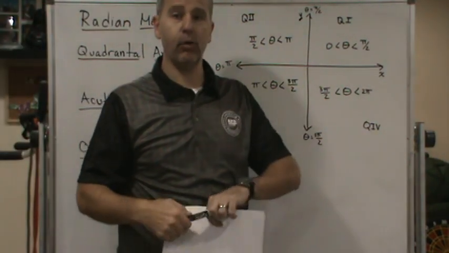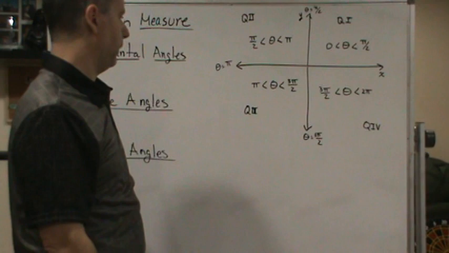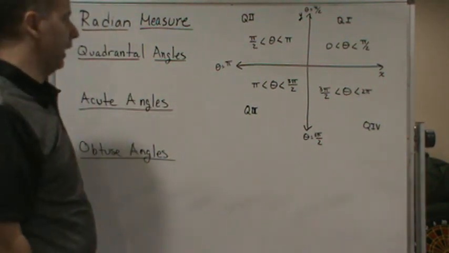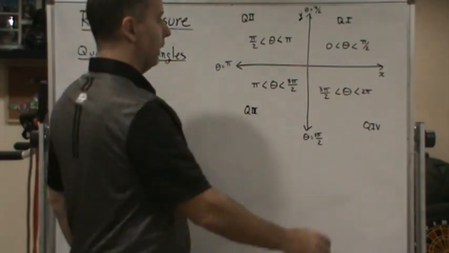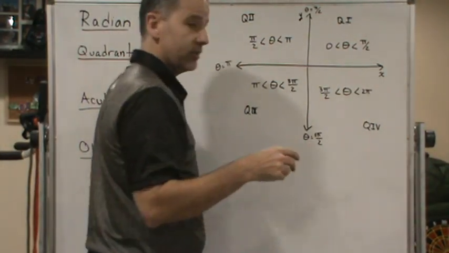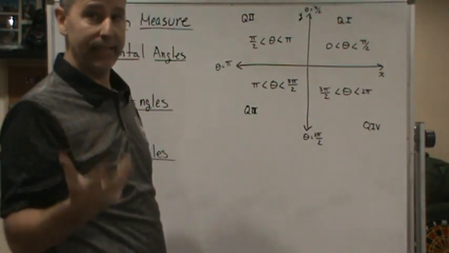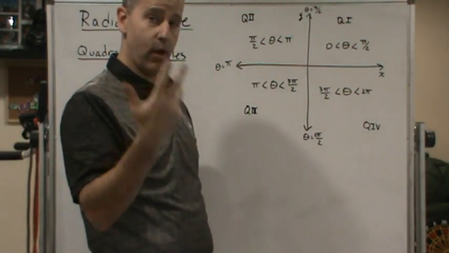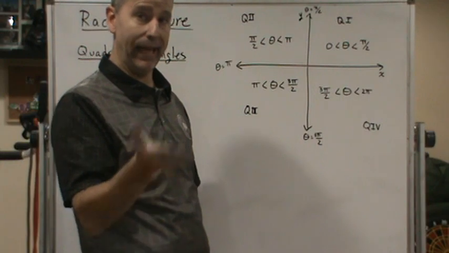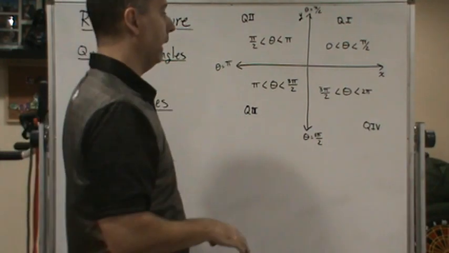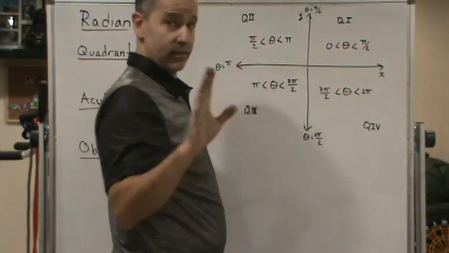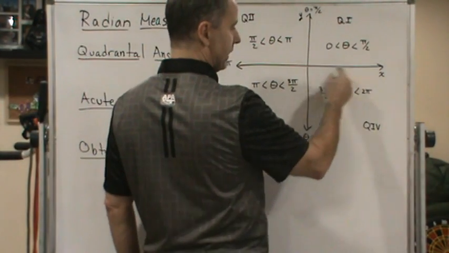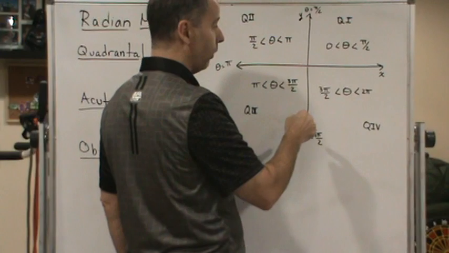Okay, welcome back. Now let's go through a couple more things about the quadrants and the angles and where they lie. When we say that an angle is in a particular quadrant, what we mean is that the terminal side of that angle ends in that quadrant. So if we have an angle, and again, this is standard form, angles in standard form start at the x-axis and rotate counterclockwise.